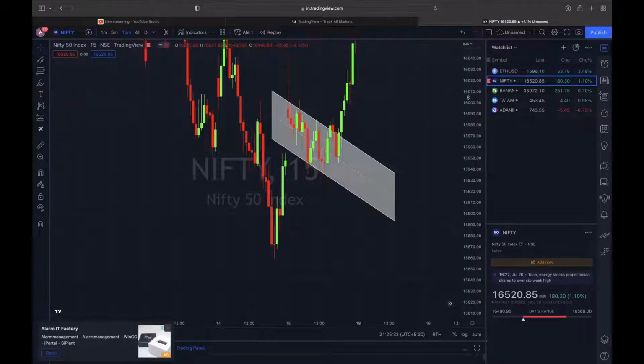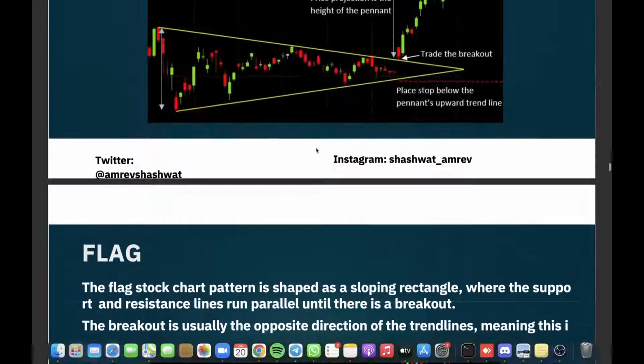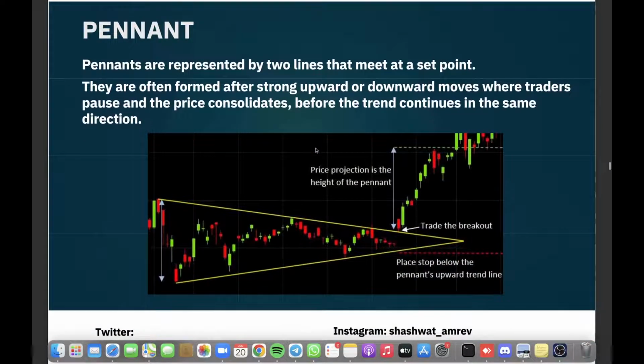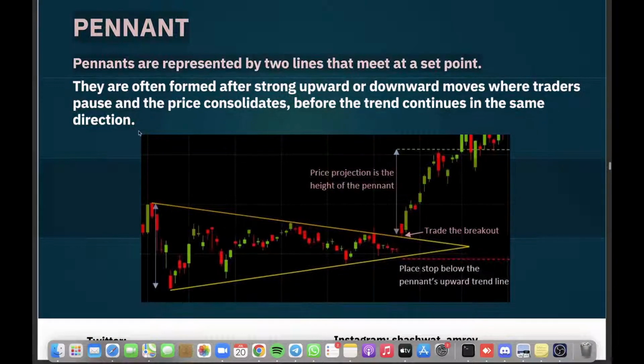Can you see a flag, everyone, now? In the PDF, it is written that the pennant will go in the same direction. They are often formed after a strong upward or downward move where traders pause and price consolidates before the trend continues. Where is it written, brother? It's written "before the trend continues in the same direction." Before. Read this complete line, dear.